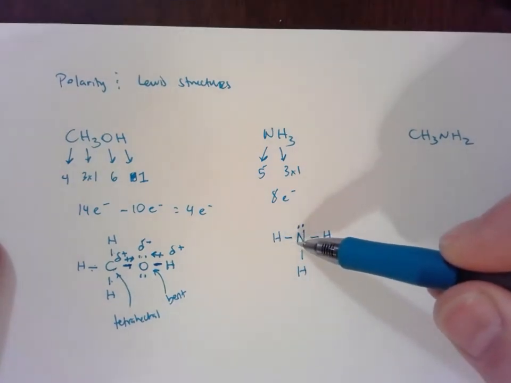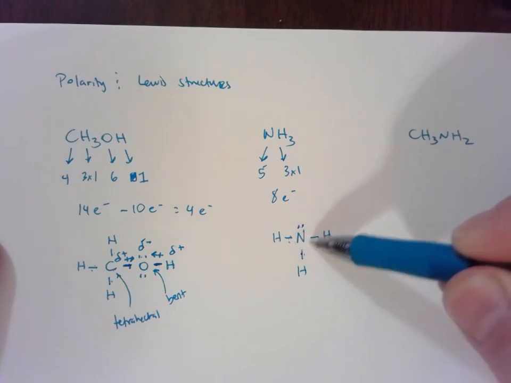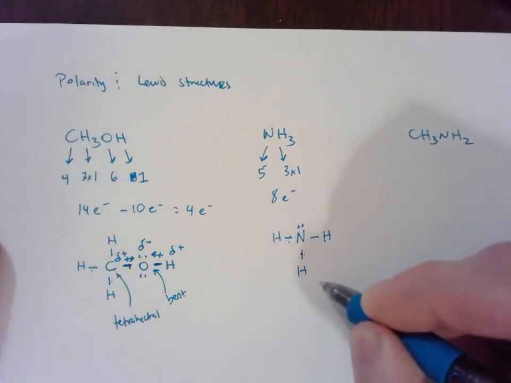Okay, now looking at the shape, this has 4 areas of electron density. 1, 2, 3, 4, and 3 bonds. That means it's pyramidal.